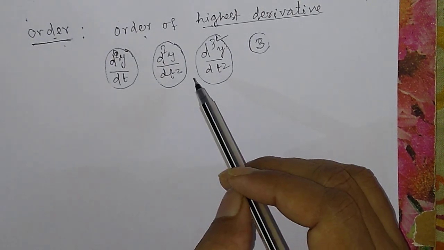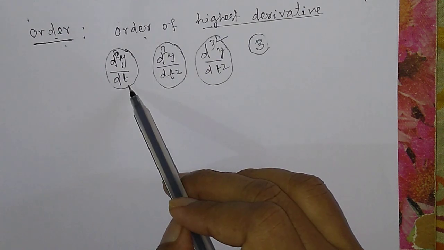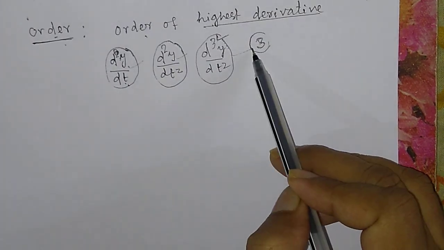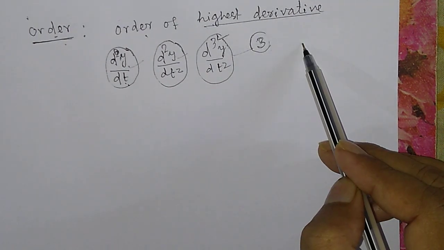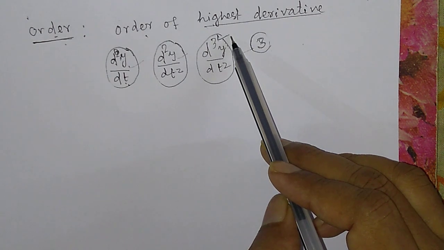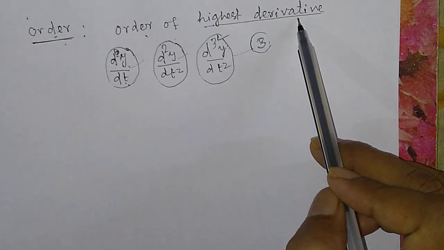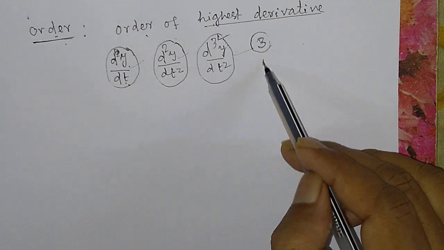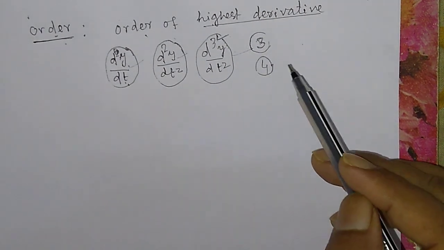That means if in a differential equation you have first order derivative, second order derivative, third order derivative or fourth order derivative like this, then what will be the order of the differential equation? The order of the highest derivative. If the fourth derivative is present, then the order of the differential equation will be 4.